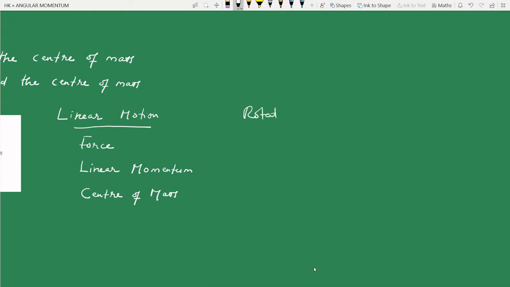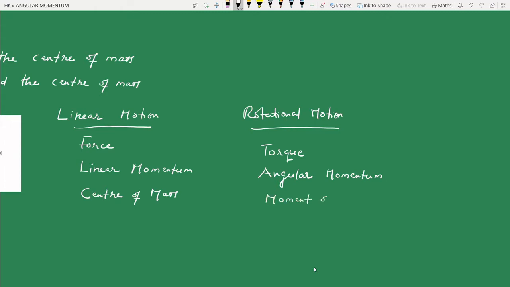So in rotational motion, corresponding to the idea of force, we will study the idea of torque. It's equivalent to the idea of force. And in linear motion, you have linear momentum, and corresponding to that, here we will introduce angular momentum. And corresponding to the idea of center of mass, we will introduce the idea of moment of inertia. These three are one-to-one ideas.